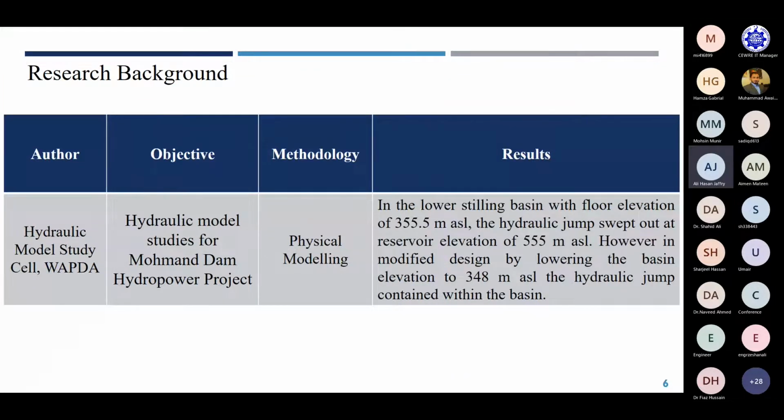And in the lower Stilling Basin with floor elevation of 355 ASL, the hydraulic jump swept out at a reservoir level of 555 meter. However, in the modified design, by lowering the basin level to 348 meter ASL, the hydraulic jump was contained within the basin. Next slide, please.